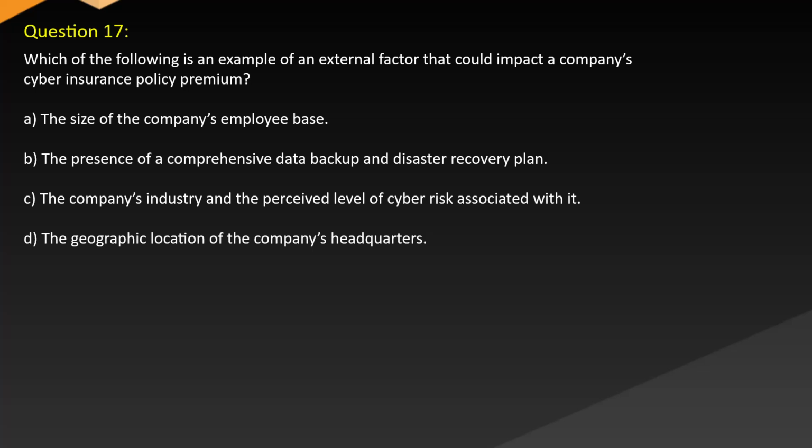Question 17. Which of the following is an example of an external factor that could impact a company's cyber insurance policy premium? A. The size of the company's employee base. B. The presence of a comprehensive data backup and disaster recovery plan. C. The company's industry and the perceived level of cyber risk associated with it. D. The geographic location of the company's headquarters.